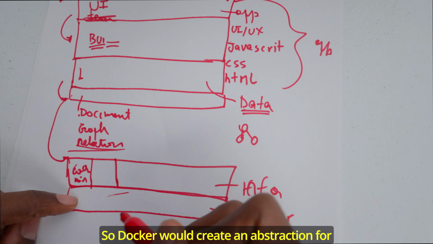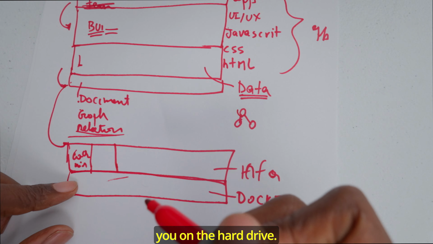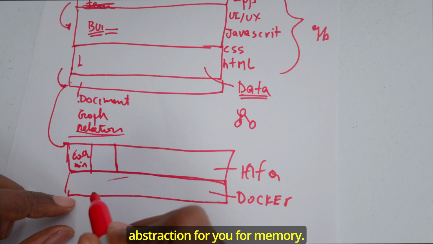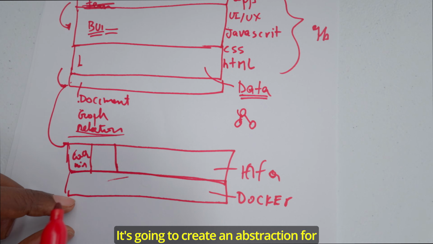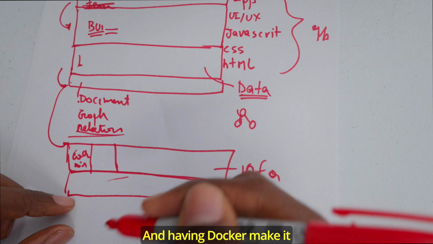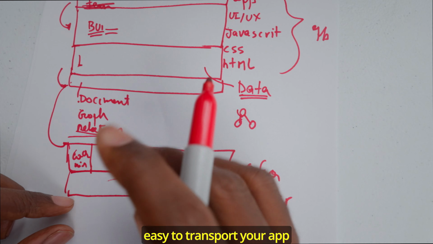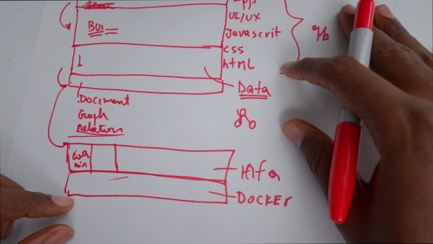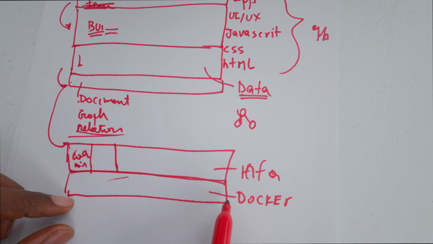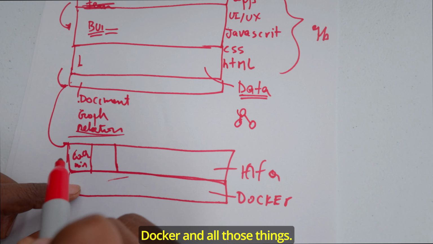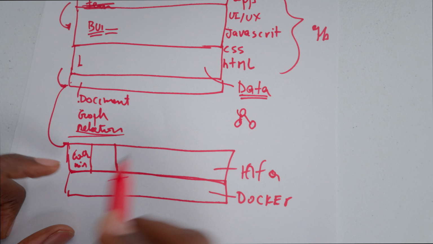Docker would create an abstraction for you on the hard drive. It's going to create an abstraction for you for memory. It's going to create an abstraction for you for the entire Linux kernel. And having Docker makes it easy to transport your app from one computer to another computer. So this is also part of the infrastructure layer. It's a combination of Docker and all those things.